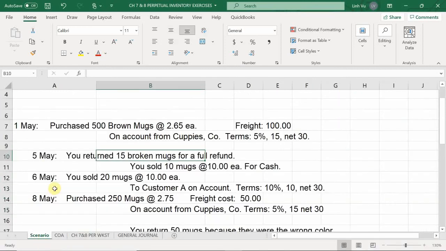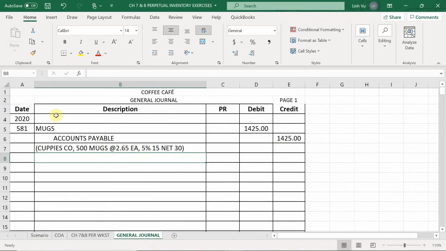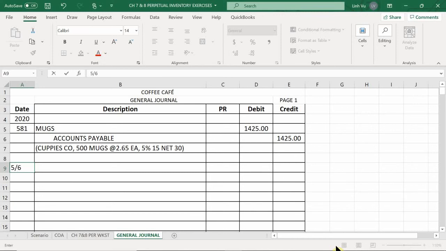So here on May 5th, we end up returning 15 broken mugs for a full refund. In this case, we are going to return 15 of these broken mugs. So again, let's go ahead and journalize that first. We're returning 15 broken mugs.